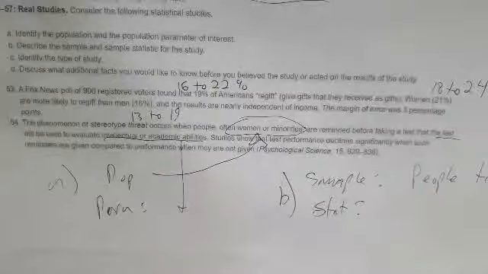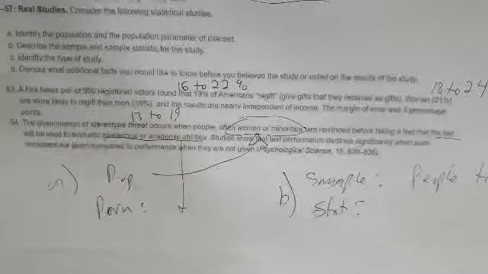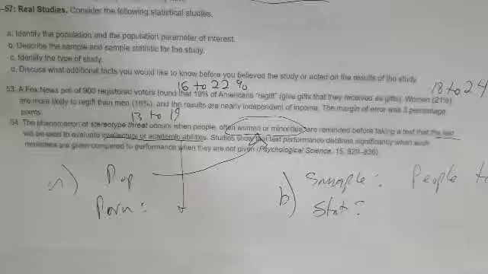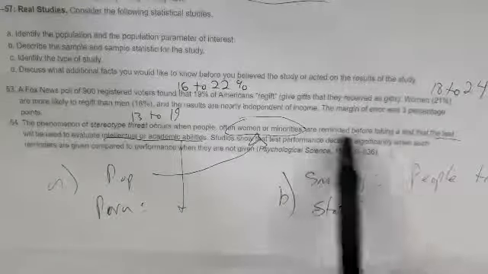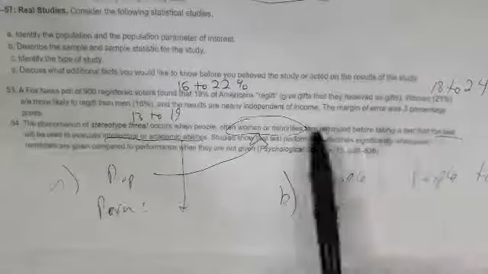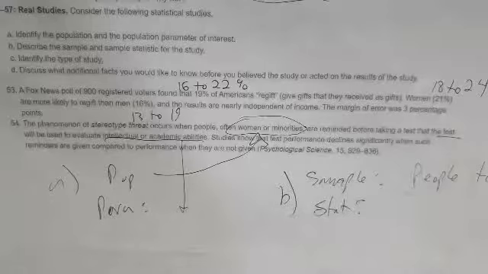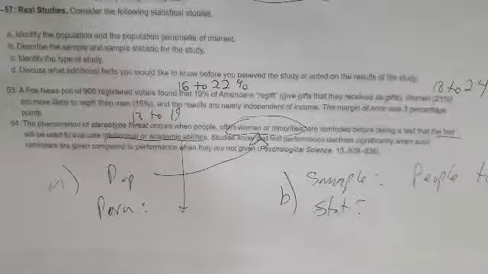Identify the type of study. So what type of study is this? Experimental? Yes. So I would say that they're probably experimenting. They're probably going and telling people something before they take the test here. They're telling some people something, and then the other people, they're not telling anything, right? So they're creating a control and variable group, right?